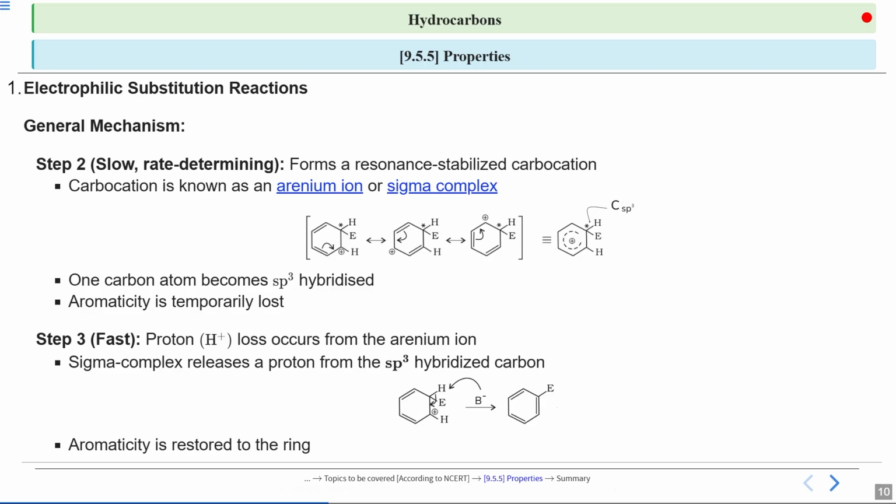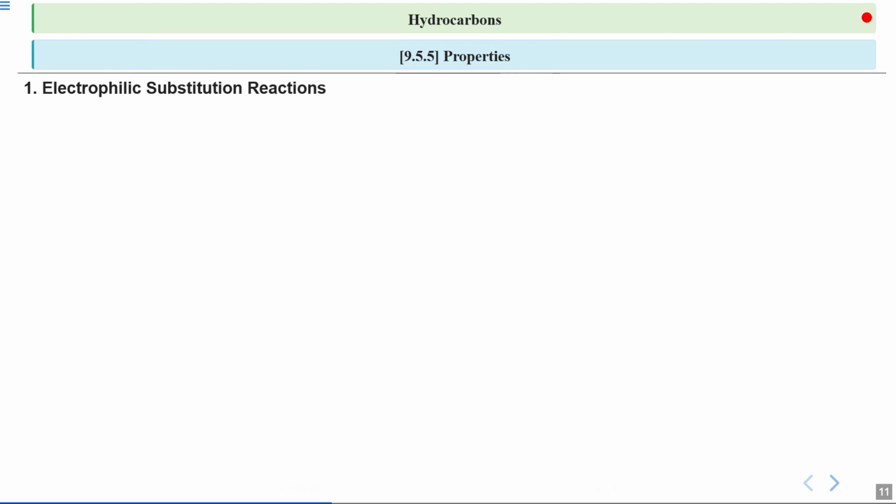Now we can finally say that the aromaticity of the ring is restored and the compound is overall stable. Remember, the temporary loss and restoration of aromaticity is central to how this reaction works. So this was our general mechanism. Now we are continuing with this electrophilic substitution reaction, and we will focus on nitration, where a nitro group is introduced into the ring.